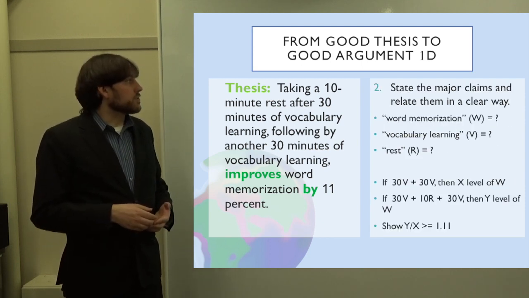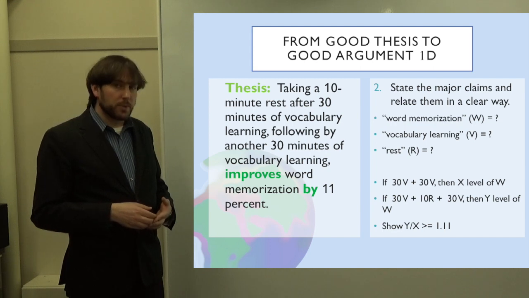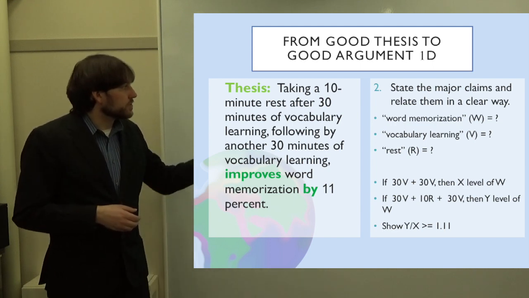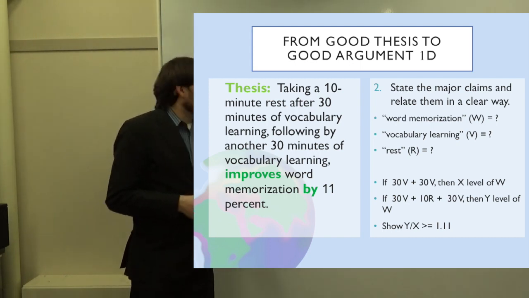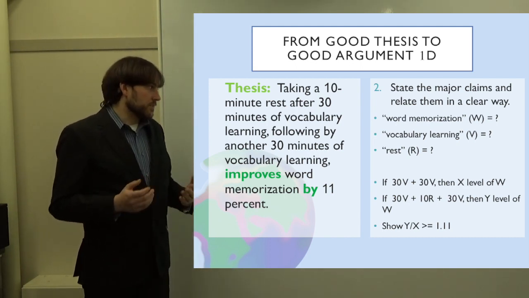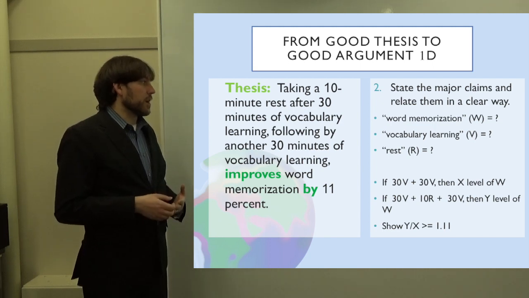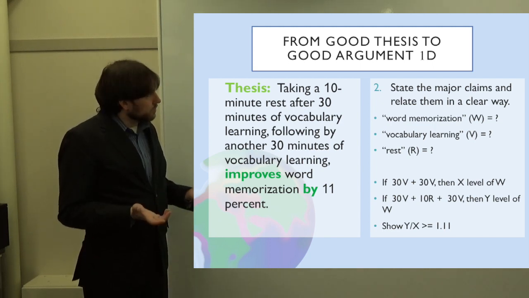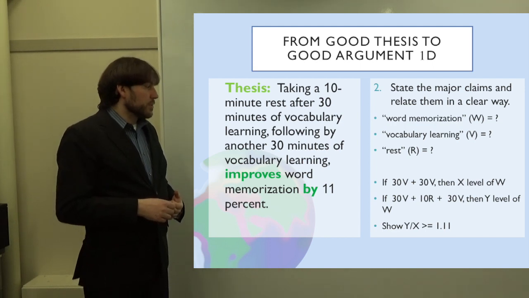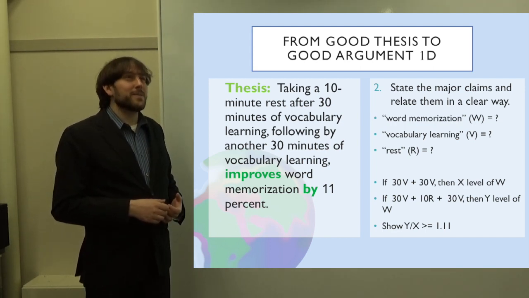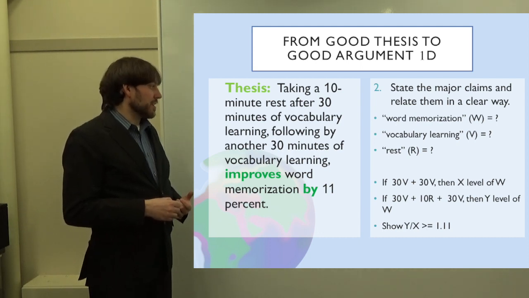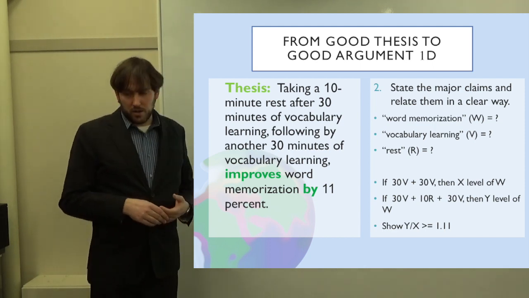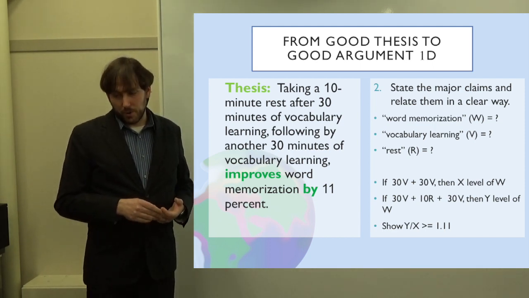Second, state the major claims and relate them in a clear way. So up at the top, I just have here, we have these terms: word memorization, vocabulary learning, rest. Then at the bottom, we're going to say 30 minutes vocabulary learning plus 30 minutes vocabulary learning will give you X level of word memorization. 30 minutes vocabulary learning, 10 minutes of rest, and another 30 minutes of vocabulary learning will give you Y level of this sort of word memorization.